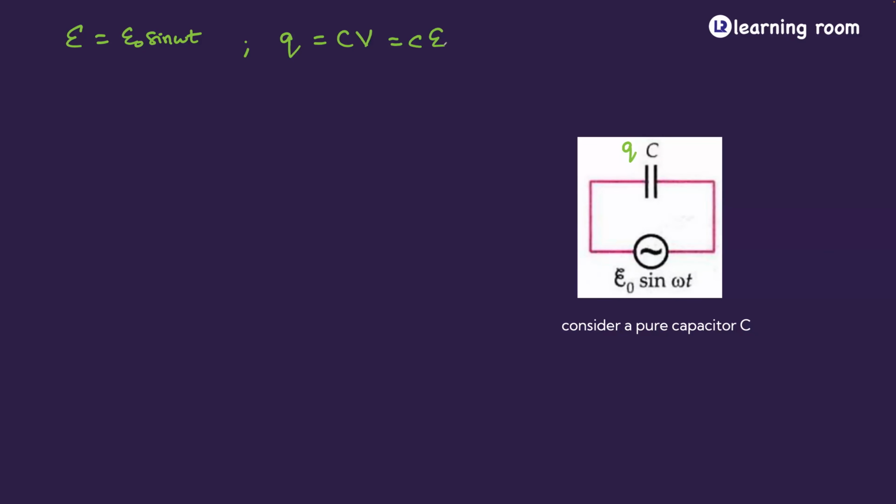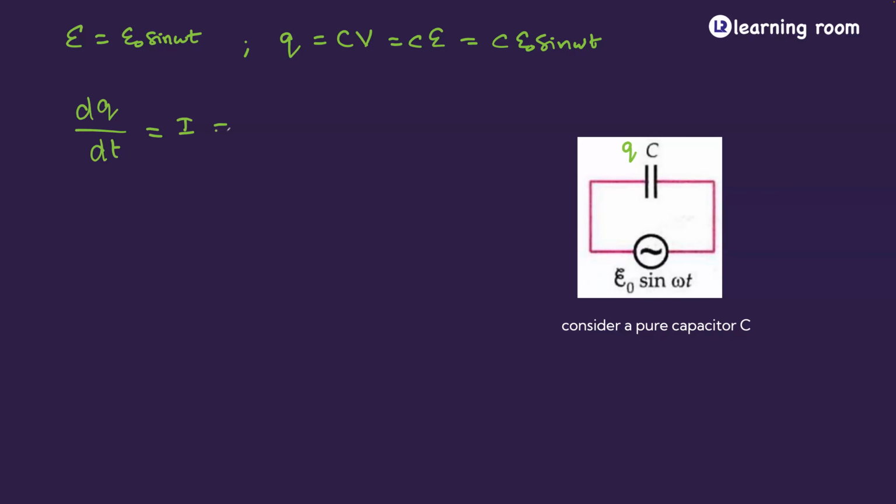Because there is no resistor here, there is no dissipation taking place. So the potential difference will be equal to the EMF. So C into E, where E is E naught sine omega t. Is this one step clear? But my interest is not in charge, my interest is in current. If I know the instantaneous charge, how do I find the instantaneous current? dq by dt is going to give me the value of I.